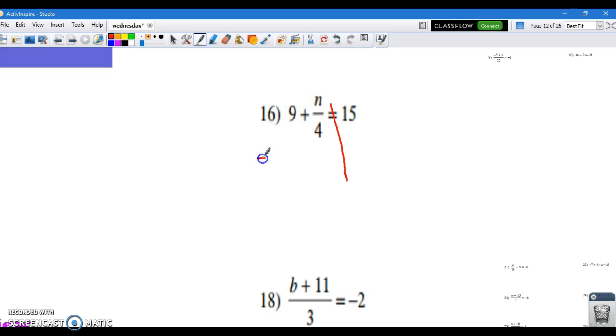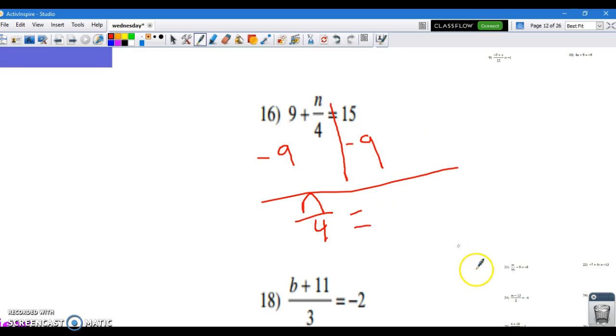So if this is a positive 9, I'm going to subtract 9 on both sides. See how this cancels out? Positive 9 and a negative 9 is 0. So I'm just going to bring down my n over 4. 15 minus 9. 9, 10, 11, 12, 13, 14, 15 is 6. Okay. Now you brought it down to a one-step equation.